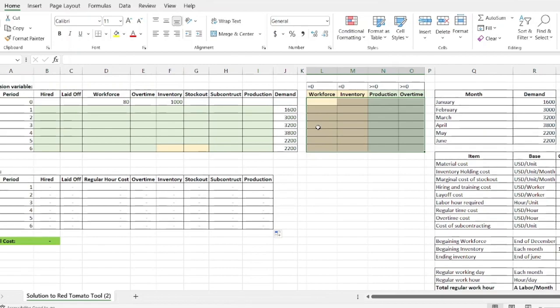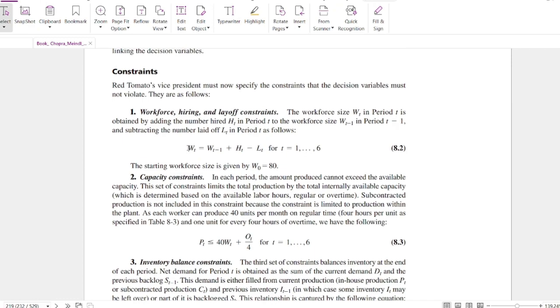In this problem, we have 4 major constraints which are workforce, inventory, production, and overtime. So we'll be doing the workforce constraint calculation first. This is the workforce constraint. Today's workforce is equal to the ending balance of workforce plus the number of people I hired minus the number of people I laid off.